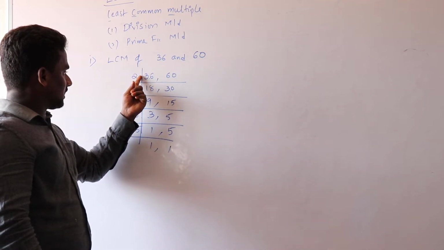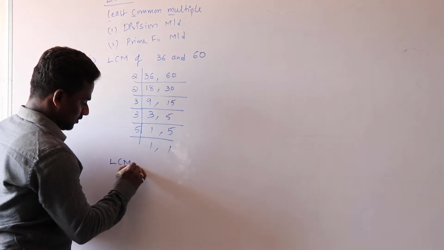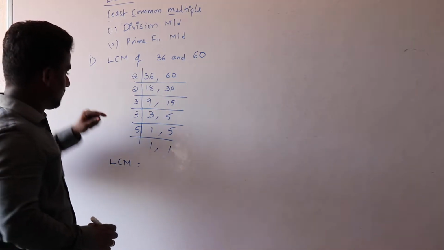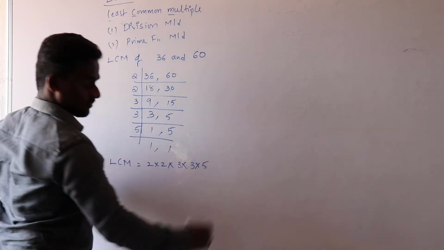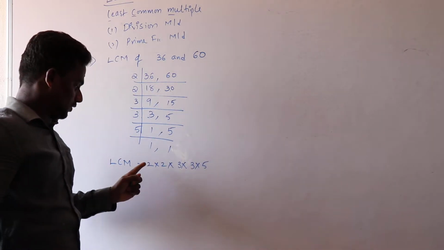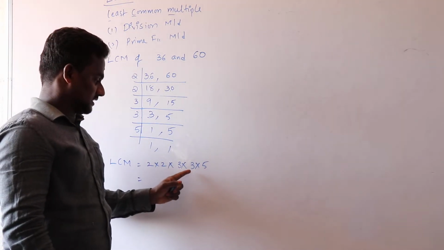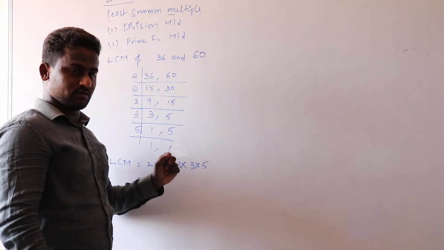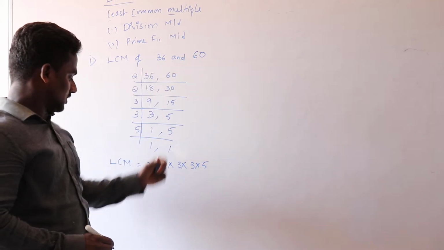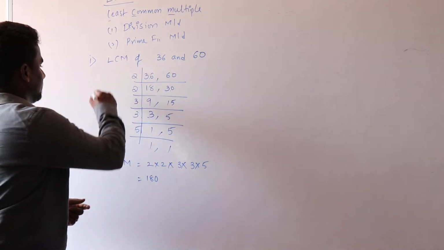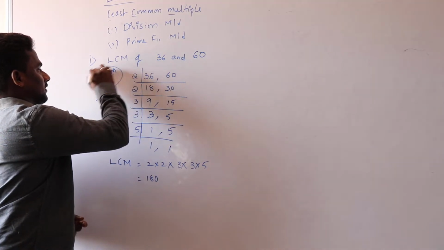So what are the factors here? 2, 2, 3, 3, 5. The LCM equals the multiplication of these prime numbers, that is 2 into 2 into 3 into 3 into 5. 2 twos are 4, 4 threes are 12, 12 threes are 36, 36 fives are 180. So the LCM of 36 and 60 is 180. This is called the division method.